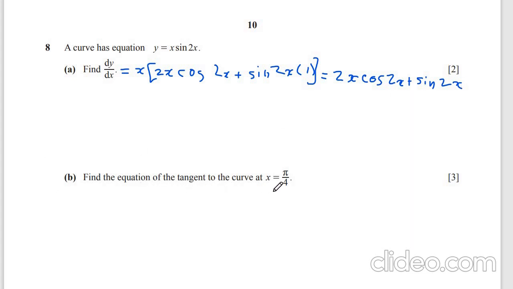Equation of the tangent at x equal to pi by 4. Now if we put x equal to pi by 4 in the equation of the curve, substitute x by pi by 4, we'll get the y coordinate of this point. So sine pi by 2 is 1. So the y coordinate is pi by 4. So the point where we are trying to find the tangent is pi by 4, pi by 4.